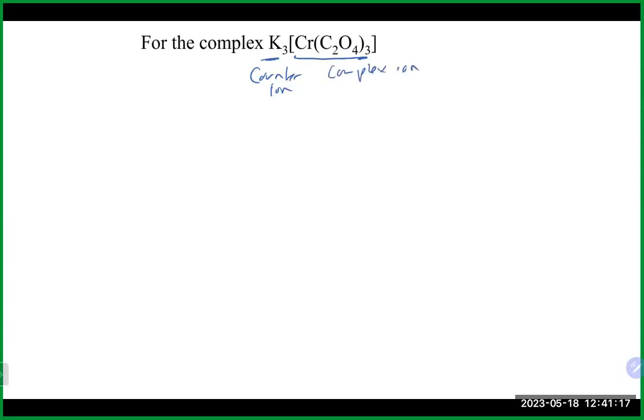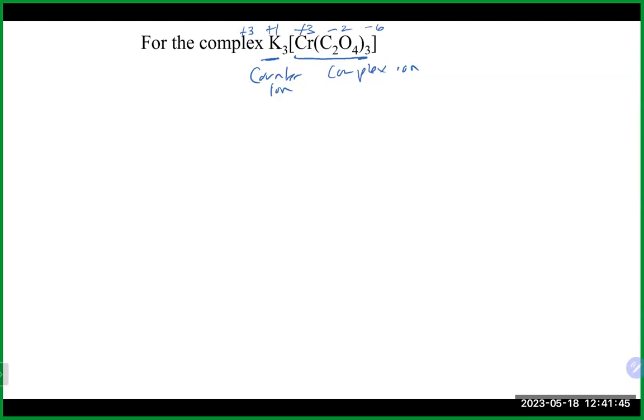Now, if we look at this, oxalate is -2 and there's 3 of them, which means that we will have a -6 in this case, and we have +1 for the potassium, and there's 3 of them, which means it's +3. So the chromium here will be +3 in that case, to balance it out. Is there any question on that there?